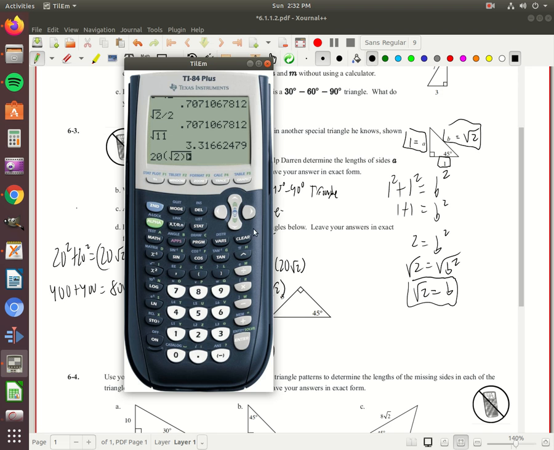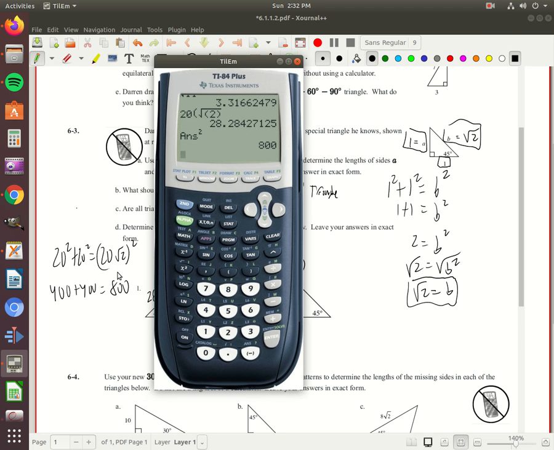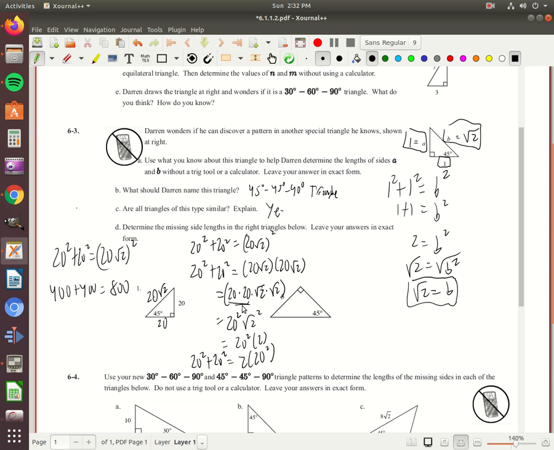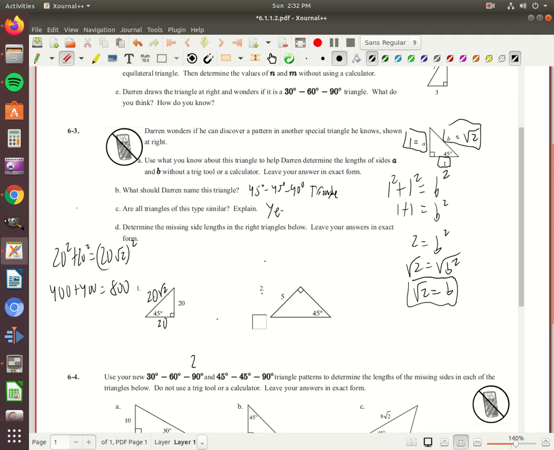And I want to square this thing. So I'm going to get that, and then I'll square it. And you can see I get my 800, which is what I said I would get over here. So there we go. Kind of a neat little trick. Works out nicely. So let's go ahead and keep looking over here.